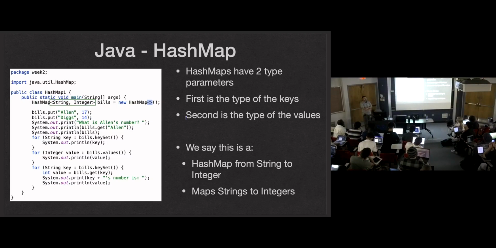But this is one of the few things where Java lets us use some shorthand. It says, look, you're creating a hash map and assigning it to a variable of type hash map of string to integer.